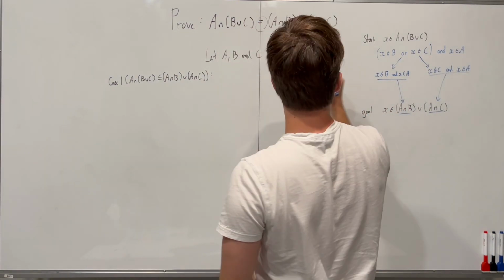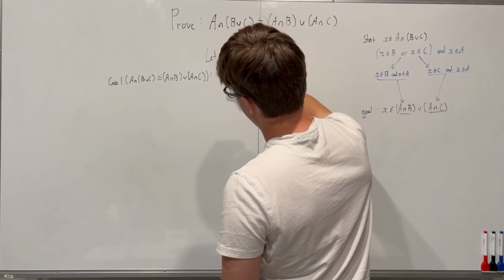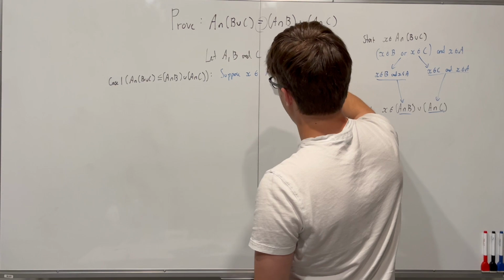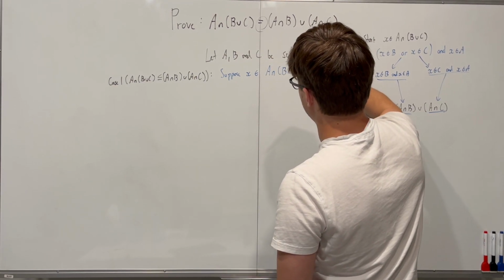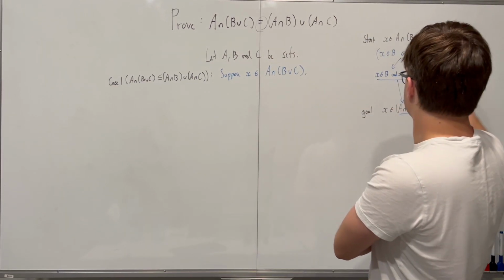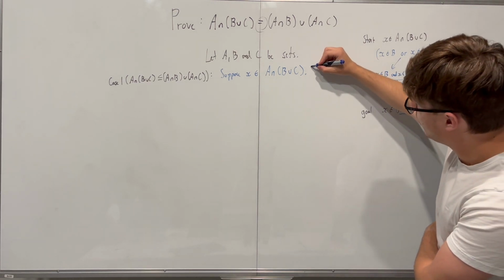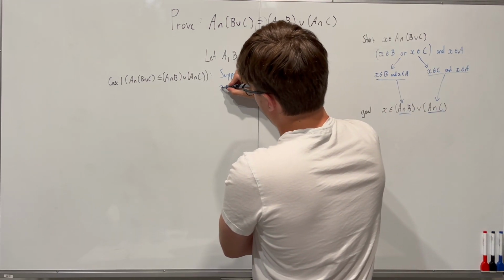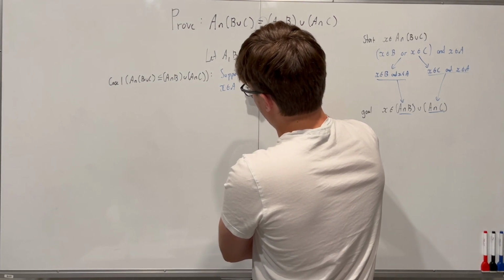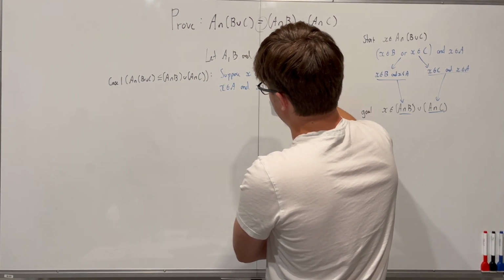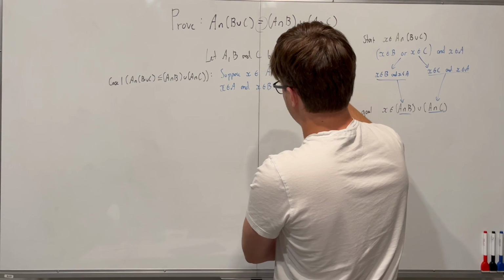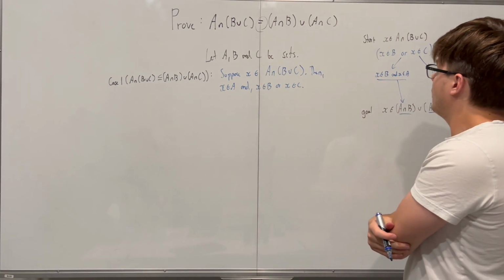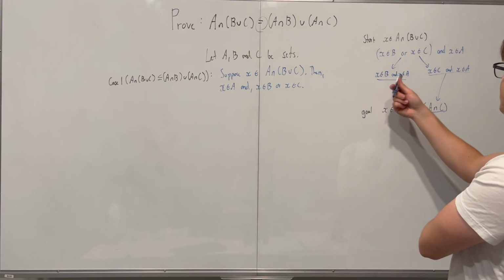We're going to start by supposing the element we created here. We're going to say, suppose x is an element of A intersect with B union C. Fantastic. Then we're going to want to do what we did here, which is break apart what it means for x to be an element of that set. So we're going to say then x is an element of A and x is an element of B, or x is an element of C. Okay, and now let's break it up into our two cases.